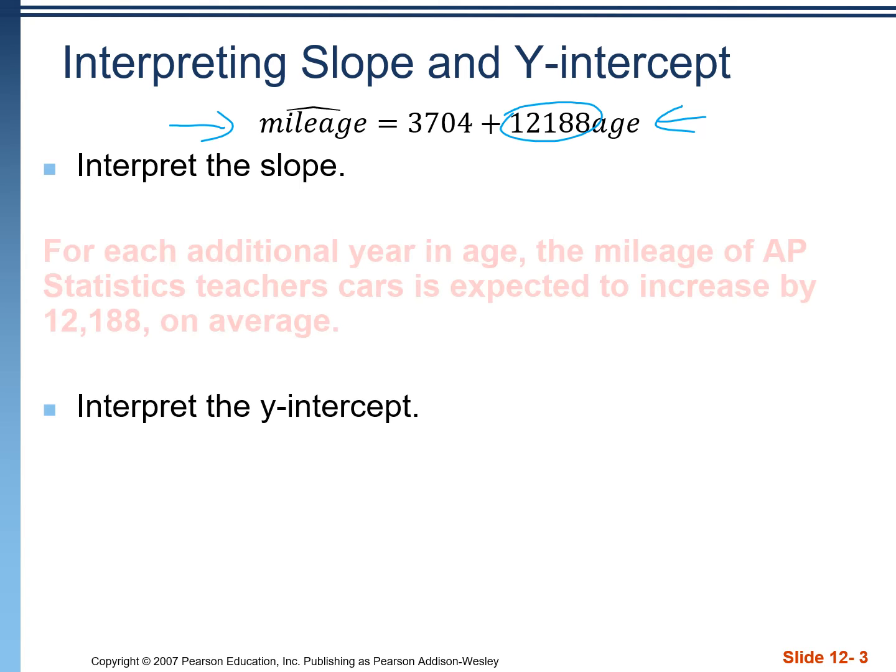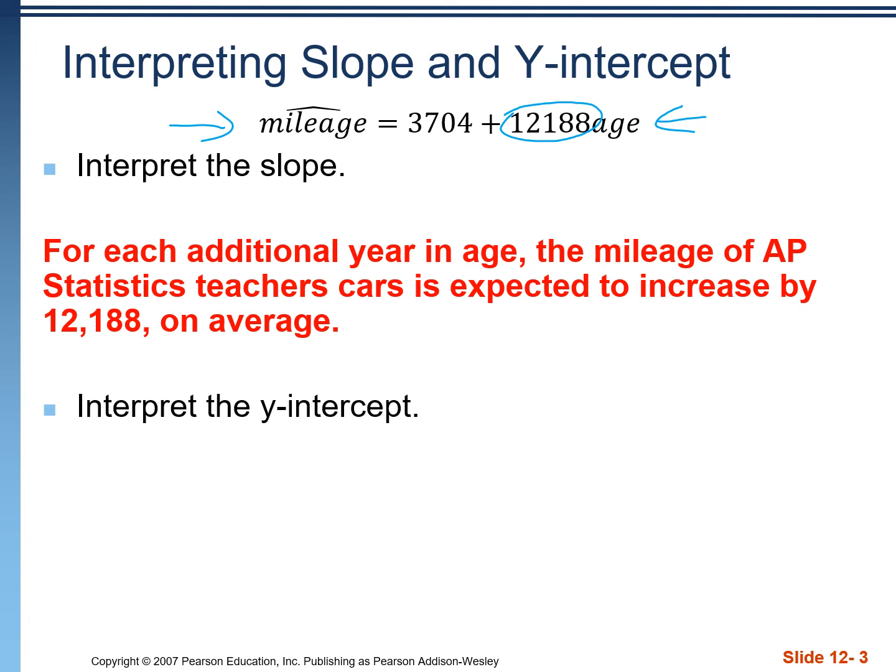So put into context, for each additional year in age, the mileage of AP Stats teachers' cars is expected to increase by 12,188 on average. Make sure you have some kind of wording to note that this is a prediction or an estimate.